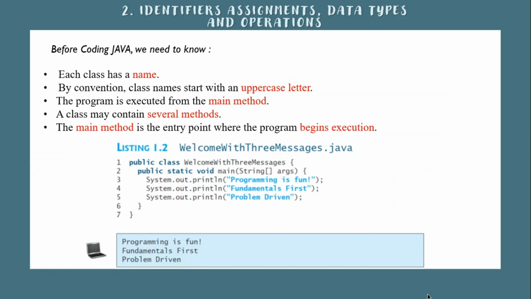Then the program is executed from the main method, as we know. A class may contain several methods. The main method is the entry point where the program begins execution. As we also know from C++ and almost all other languages, the main function is the entry point, and the program will start from it. So we need to keep that in mind.